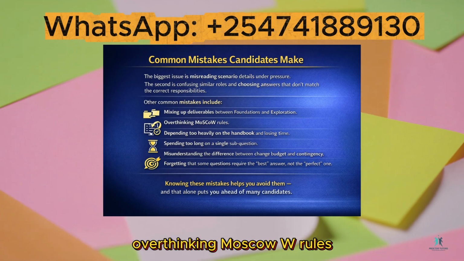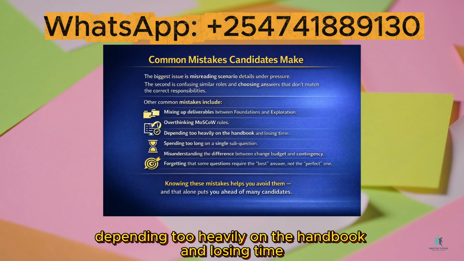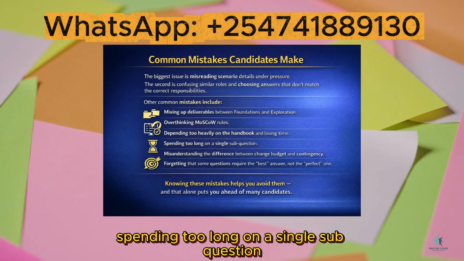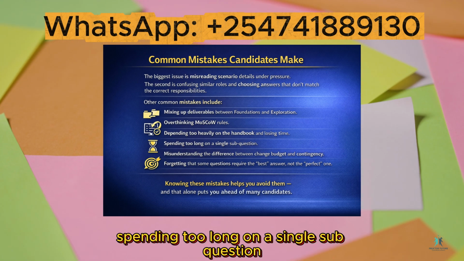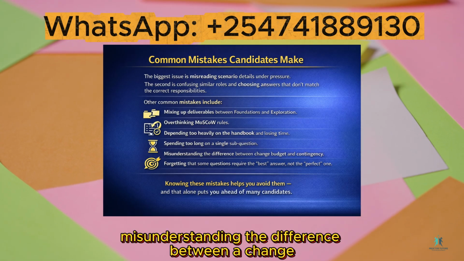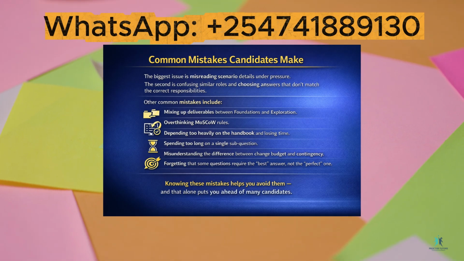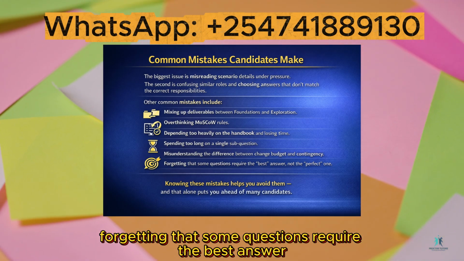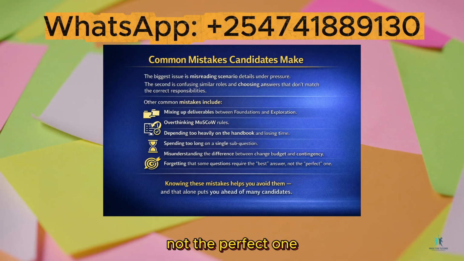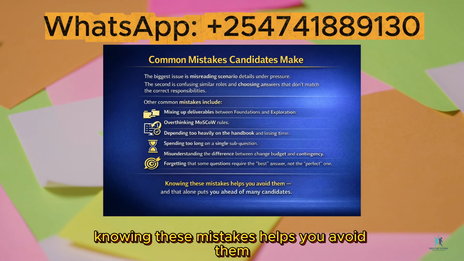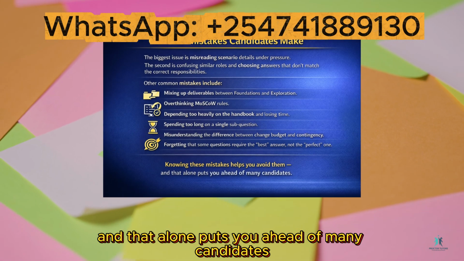overthinking MoSCoW rules, depending too heavily on the handbook and losing time, spending too long on a single sub-question, misunderstanding the difference between a change budget and contingency, forgetting that some questions require the best answer, not the perfect one. Knowing these mistakes helps you avoid them, and that alone puts you ahead of many candidates.